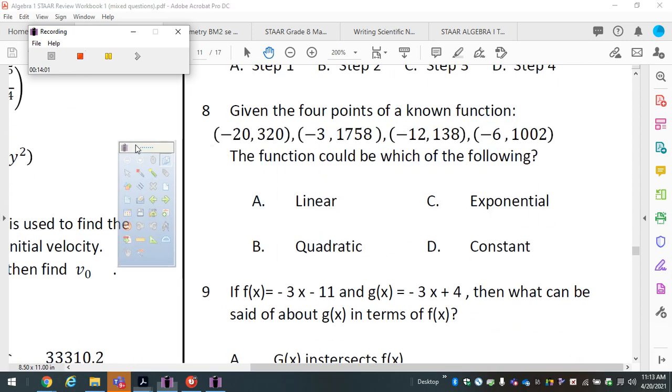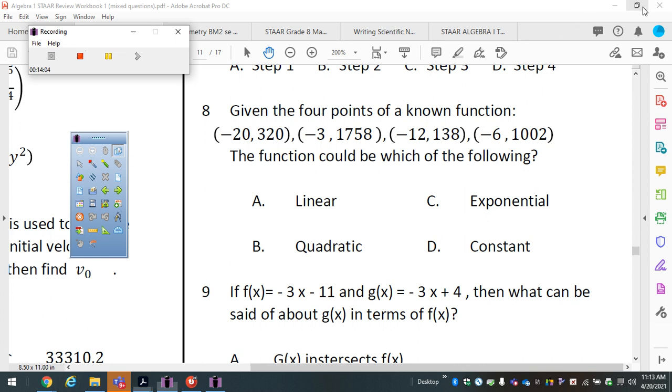Given the 4 points of the function, or could be linear. I gotta hurry up. Class is gonna start.